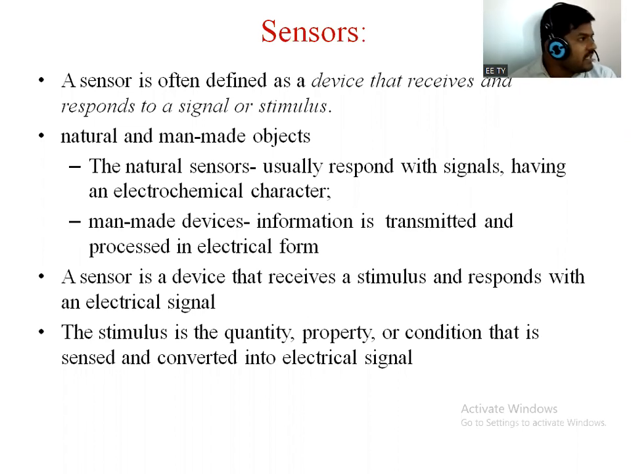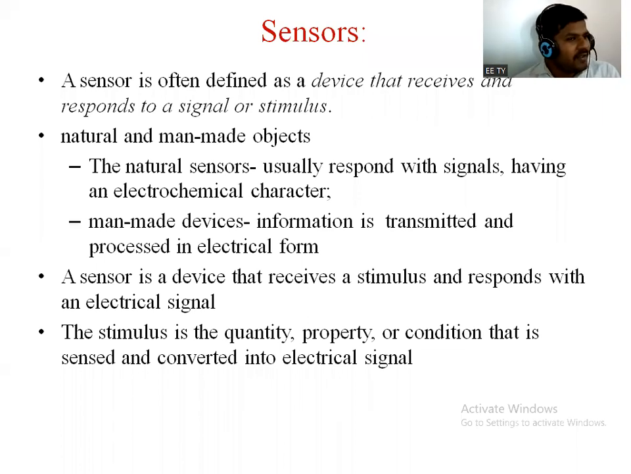Stimulus is nothing but the property or condition of that object. It can be sensed and it is converted into an electrical signal. So this is what we are considering as stimulus. For example, a stimulus is nothing but a quantity. That means your sensor should sense the quantity.